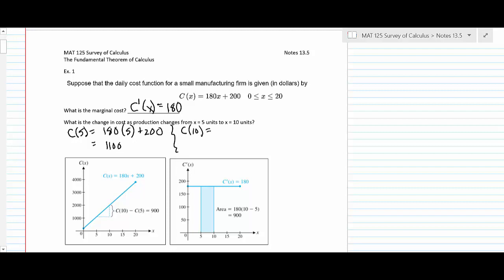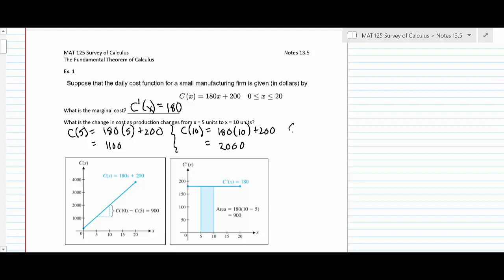The cost is changing and it's increasing basically as we do more and more items. So we're going to do 180 times 10 and then plus 200. Okay, so if we do that, that would just be 1800 plus 200. That should be 2000. Okay, so we have that. Now, what do you do with those two numbers? You're finding the change, so what do you do? You subtract them. Okay, exactly.